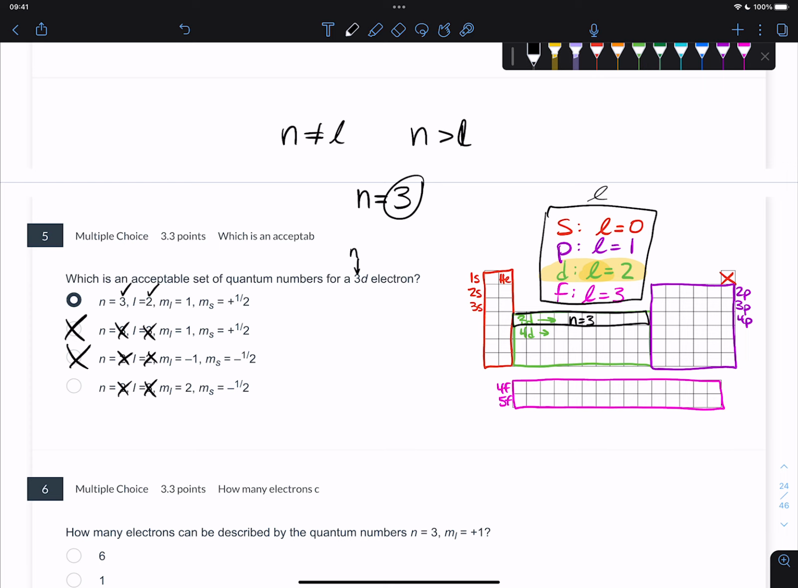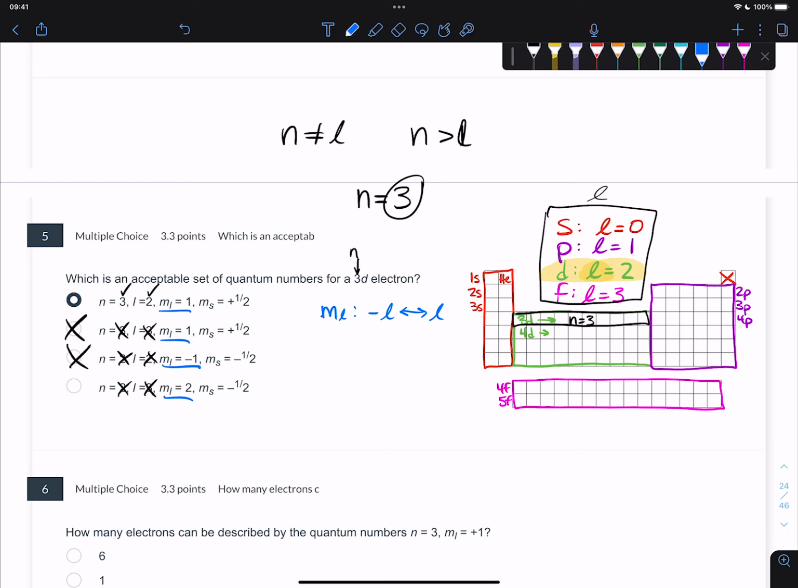Moving on with the rest of those, though, then you might be wondering, what about ML? So let's look at the MLs, just in case you have a question where you have to kind of know a little bit more about it, or you'll probably see coming up. So ML, M subscript L, takes a certain range as well. That takes negative L all the way up to positive L.